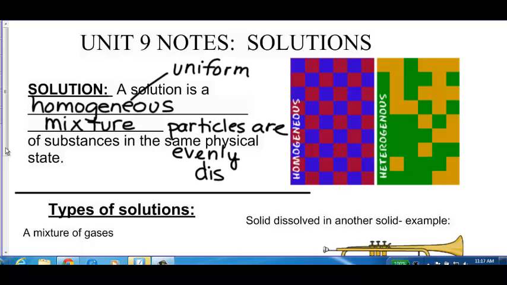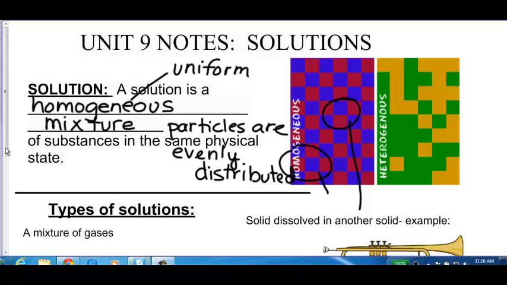Since the particles are evenly distributed, no matter where you sample that mixture, you'll always get the same stuff. So salt water, Kool-Aid, milk, coffee, tea, those are all homogeneous mixtures. They're all solutions. It's like this checkerboard idea. No matter where you sample, you get an equal sample of your mixture. They'll all have the same composition because the particles are uniformly distributed.